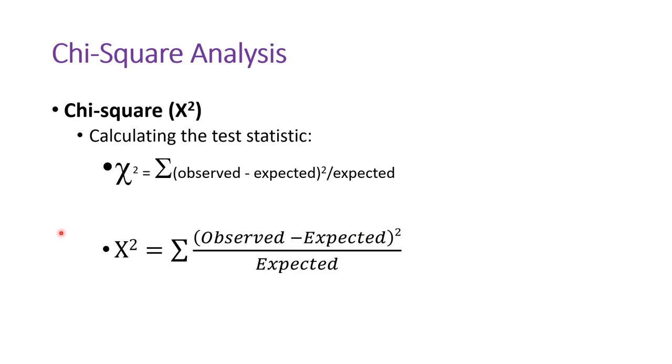Again, the chi-square is denoted here, and it's the summation of our observed minus our expected, squared, divided by our expected. So we sum up our observed values minus our expected values, square that, divide by our expected, and we sum that across all of our cells, and that gives us our chi-square value.